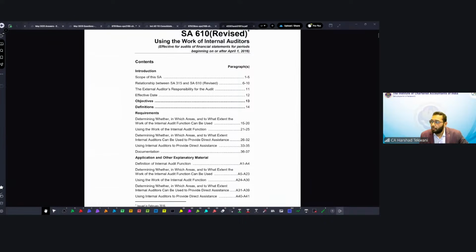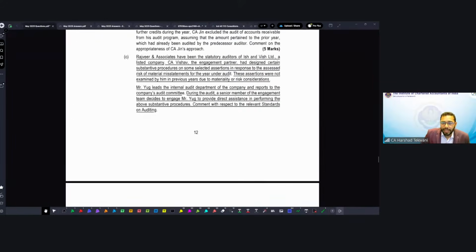So what the question says in this scenario is that substantive procedures on some selected assertions are performed in response to the assessed risk. These assertions were not examined by him in the previous year due to materiality considerations. Now there is an internal audit department. During the audit, a senior member decides to engage Mr. Yuk to provide direct assistance. Now we have to think first from the point of view of direct assistance, SA 610.